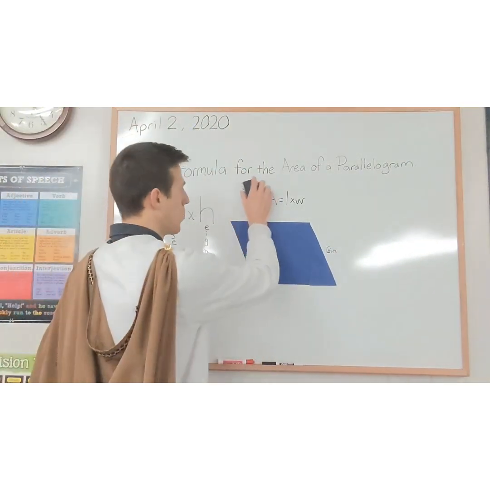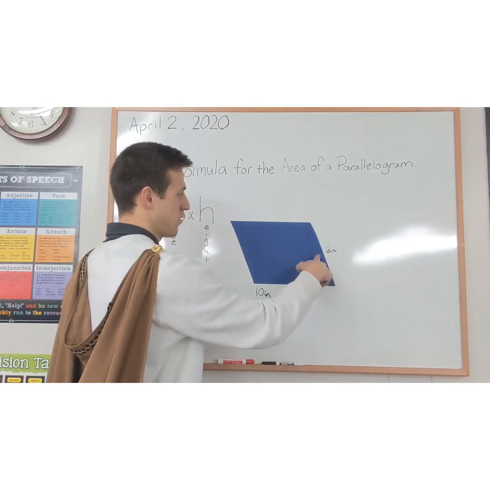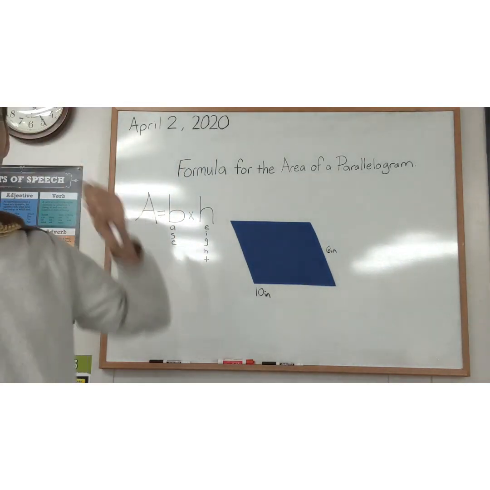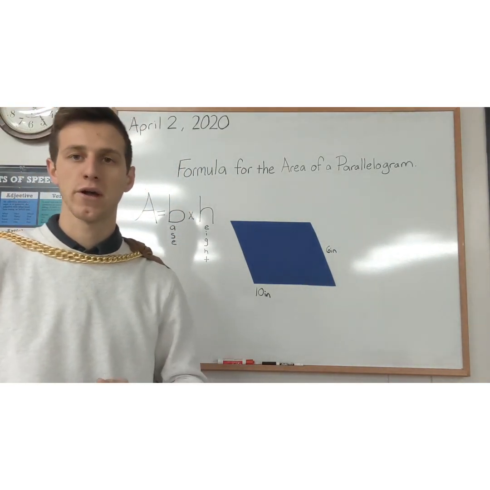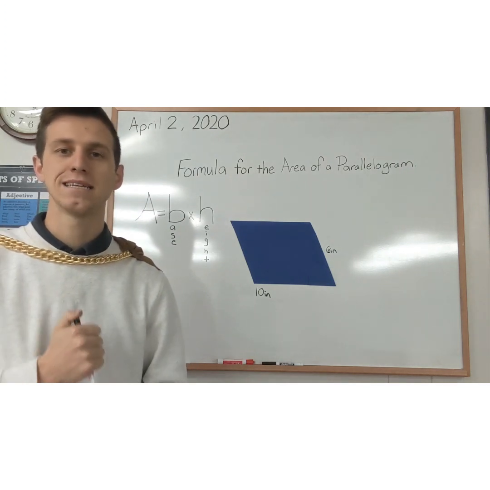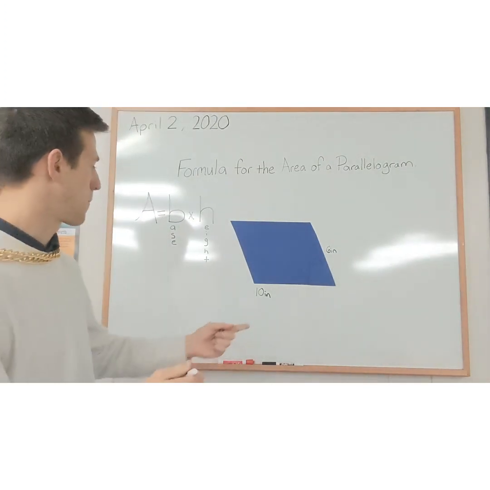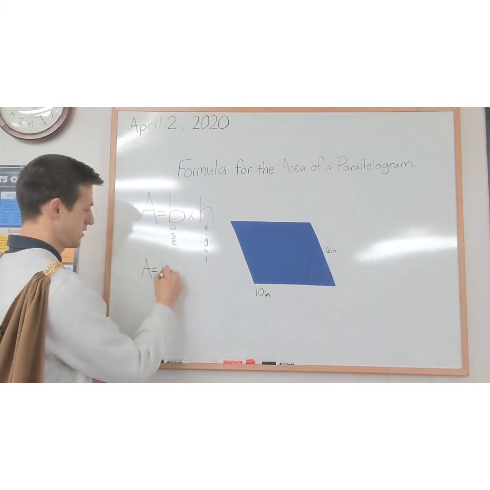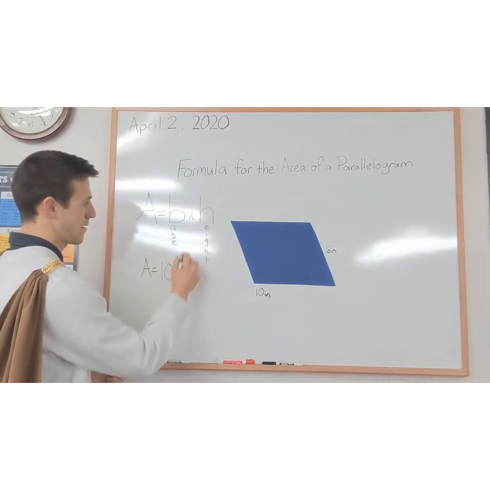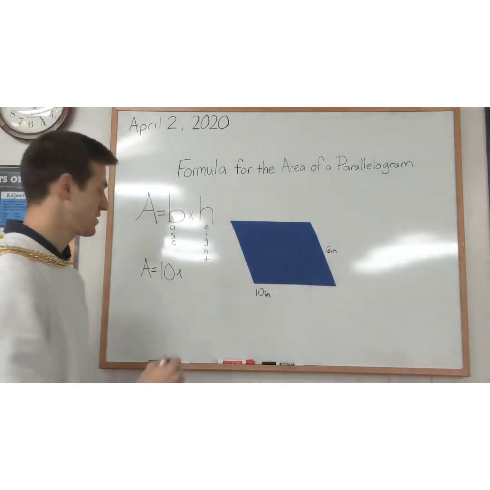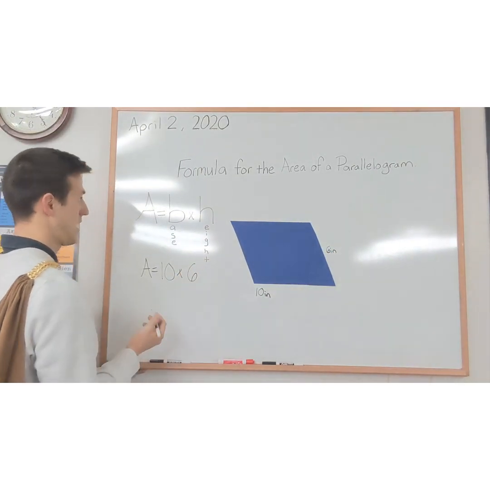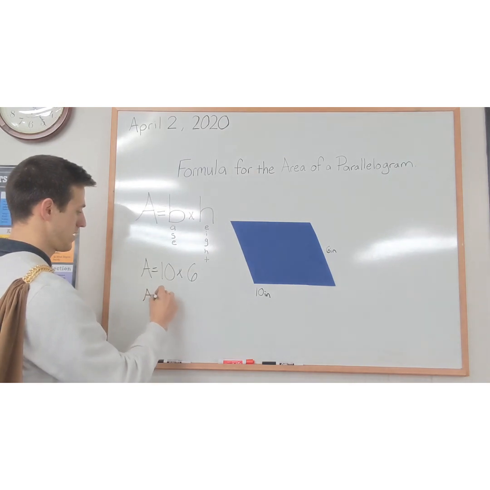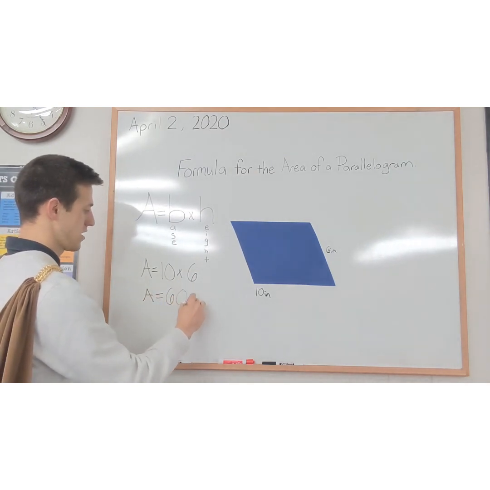So let's do one up here on the board. Let's just do this example that I have right up here. It's a very simple formula, but remember the area of a parallelogram equals our base times our height. So our base here is going to be 10. Area equals 10 times our height, which is going to be 6 inches. And we simply have our area equals 60 inches.